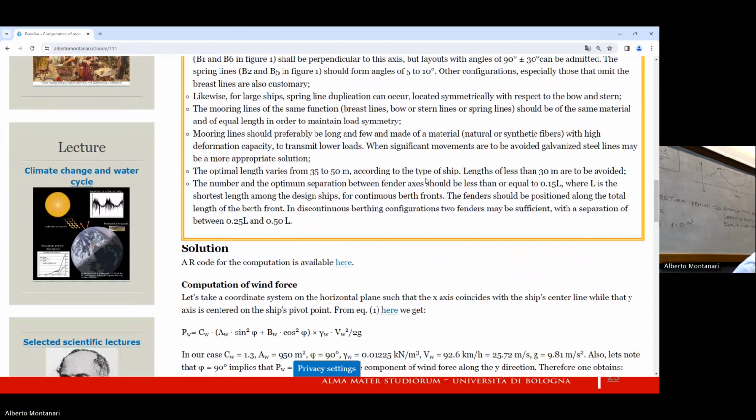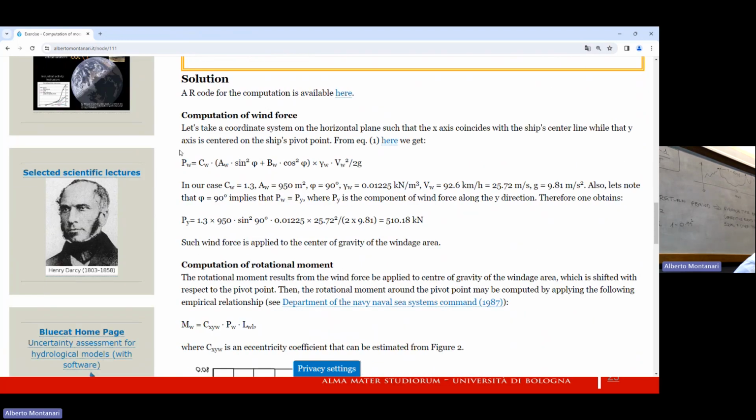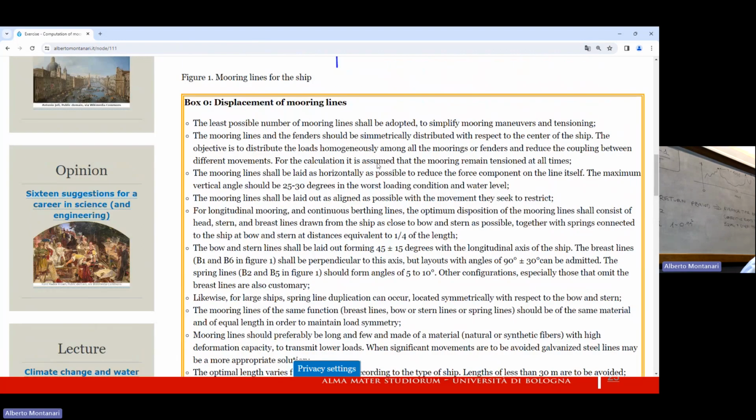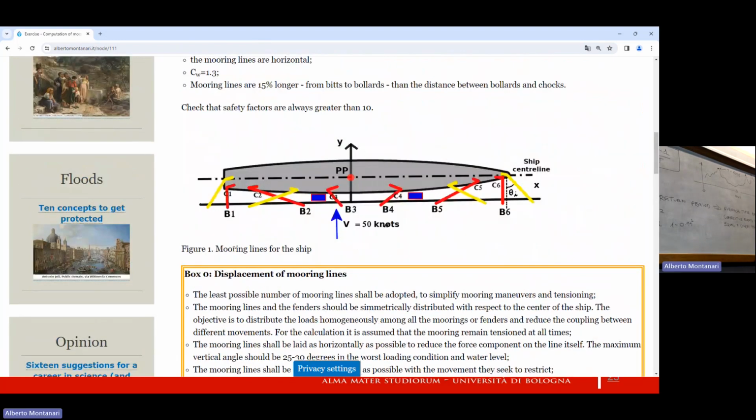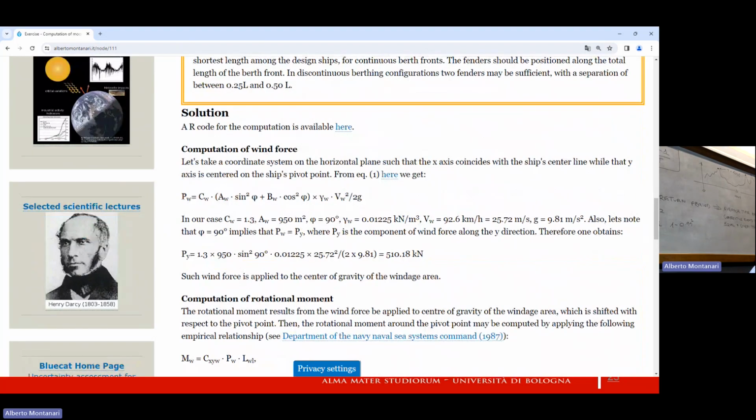Now, a solution. There is an R code for computation, and let's forget about it for now. Computation of wind force. Let's take a coordinate system on the horizontal plane such that the x-axis is the same as the ship center line, while the y-axis is centered on the ship pivot point. Okay, so it's here. Good. Computation of the wind force, it's given here. So let's do that.